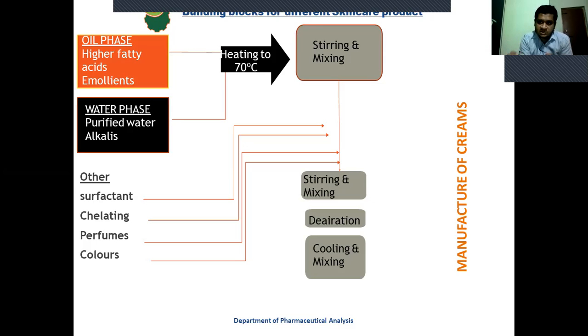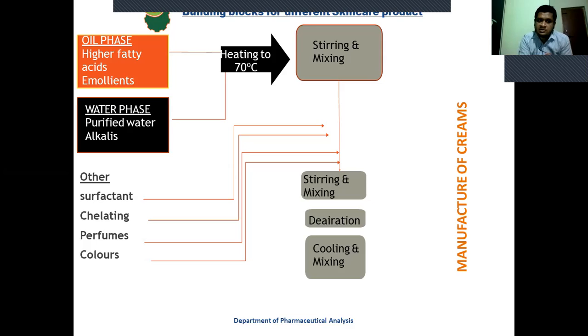Now one thing I just want to add here: whenever you stir or mix continuously, the temperature will go down. When the temperature has decreased to 40 to 45 degrees, you just have to check that 40 to 45 degrees.